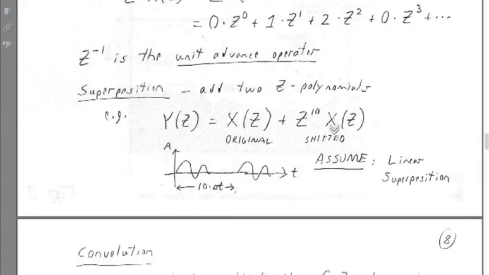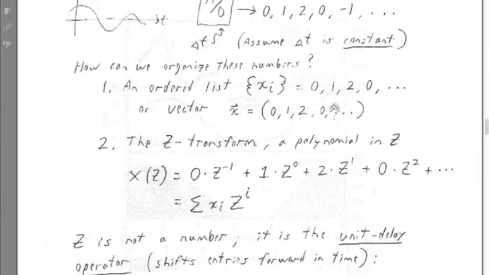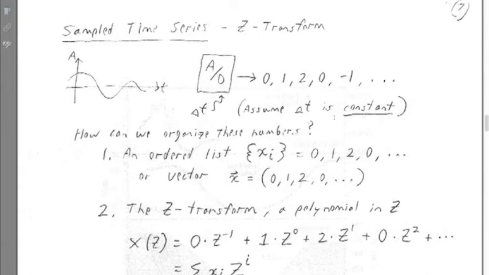So we're in the middle here. We're talking about, I'm kind of edging towards convolution as the multiplication of two Z polynomials. Last time we talked about what a Z transform is.